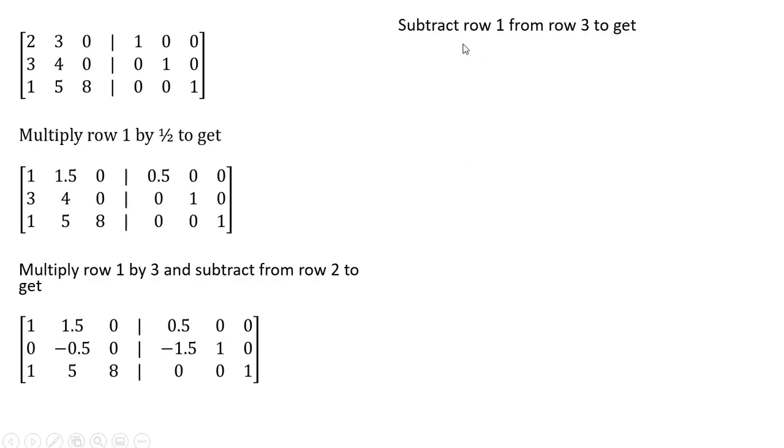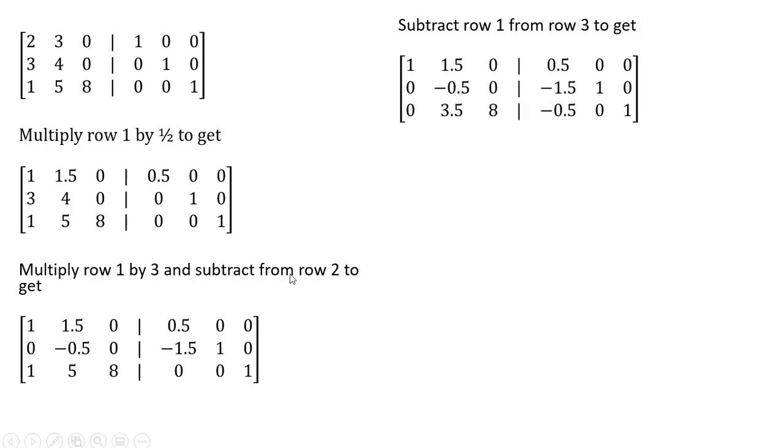Okay, our next step, we're going to subtract row 1 from row 3 to get the following. So 1 minus 1, 5 minus 1.5, and then 8 minus 0. And then 0 minus 0.5 leaves us with minus 0.5. 0 minus 0 is 0, and then 1 minus 0 is 1.